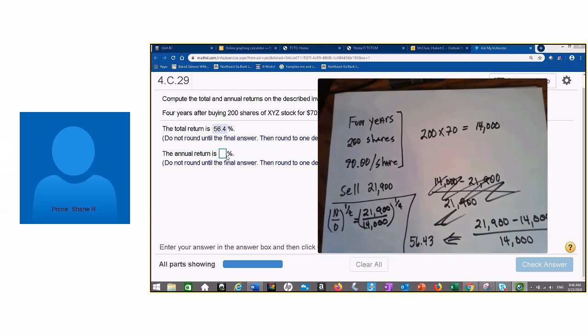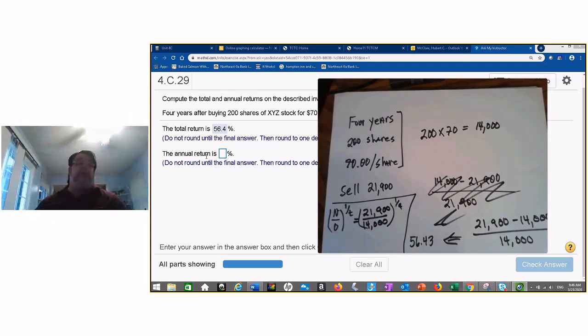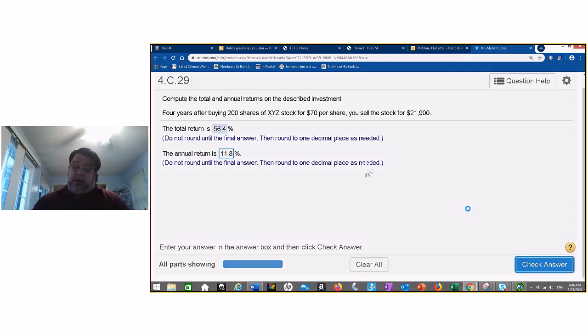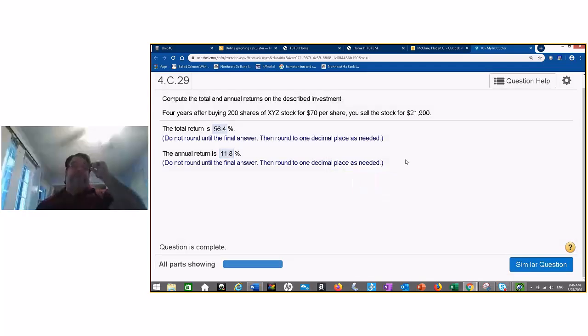I got 11.83%. 11.8%. Now, what's good about both of these? They're both positive, so that means you're making money. Now, they didn't tell you what you sold it for, and they don't tell you how many stocks you sold, so you really don't know how much you made because they only said you sell at 21.9. So that question's a little bit vague.